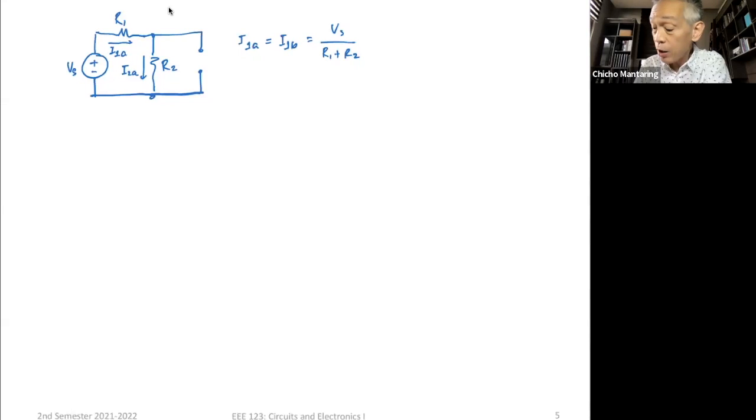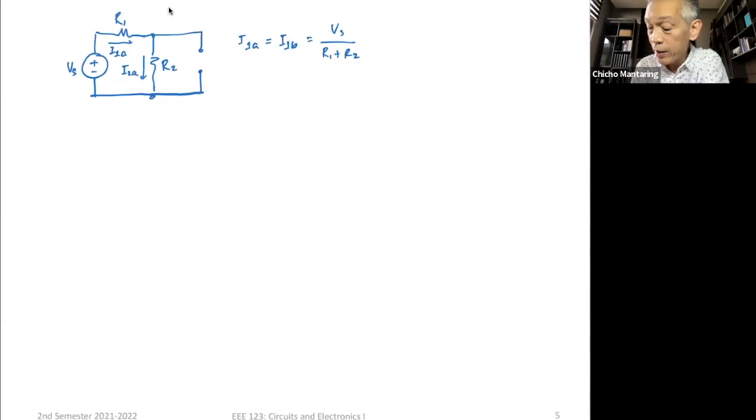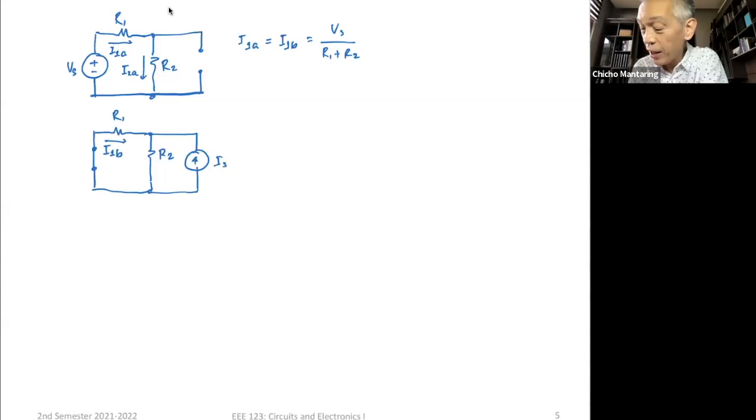So if Is is acting alone, we replace Vs with a short circuit. So what is our equivalent circuit now? Now this is a short circuit, that's our Vs. This is R1, this is R2. And now I have Is, which is now acting alone. This is I1B, due to Is acting alone, and I will call this I2B. I1B and I2B.